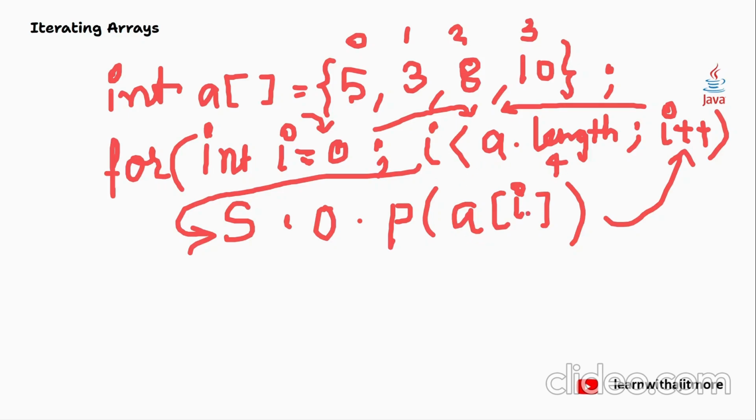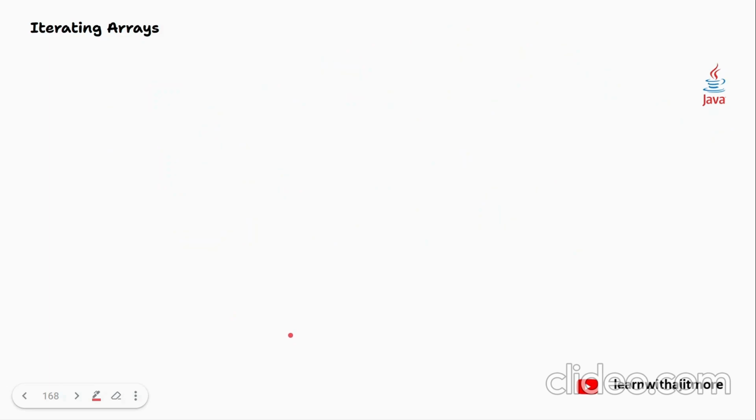Yes, come inside. a of 1, that is 3. Again, i plus plus, i becomes 2. Is 2 less than 4? Yes. Come inside. a of 2, that is 8. i plus plus, 3. 3 less than 4. Come inside. a of 3, that is 10. i plus plus. Now i becomes 4. Is 4 less than 4? No. Condition false and the for loop will stop. Getting? So this way you can use the counter for loop for traversing an array also.